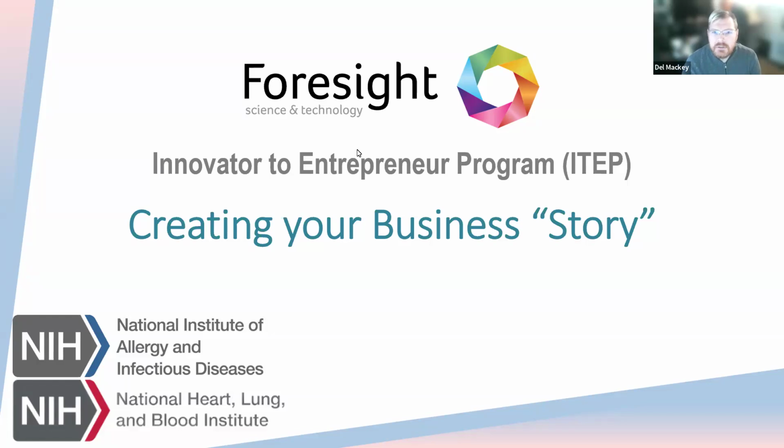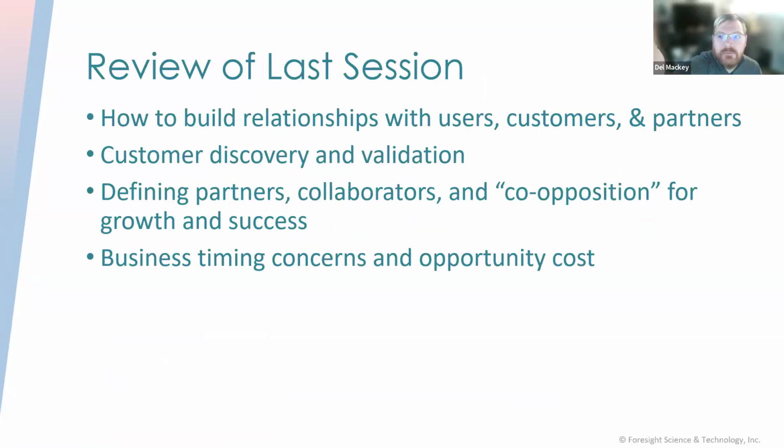But as a quick reminder, a review of last session. Just like Arsh took my review from last session for his presentation last week, I also took his. Last week, Arsh talked about four high-level points: how you build relationships with users, customers, and partners; customer discovery and validation; defining partners, collaborators, and co-opetition for growth and success; and business timing concerns and opportunity cost. Let me give you a real brief overview of each one.